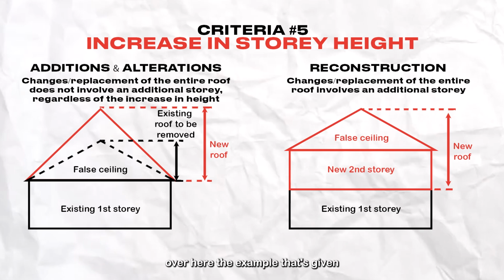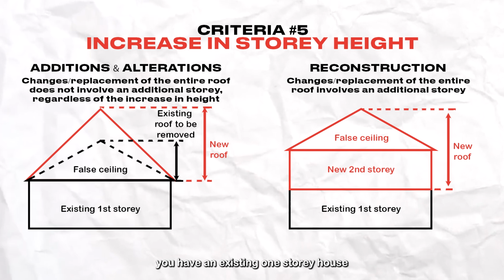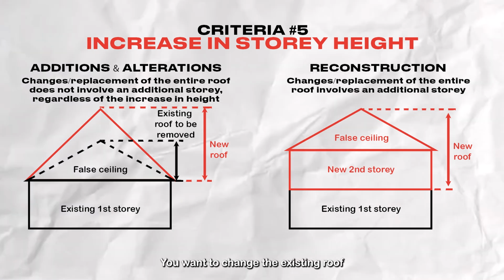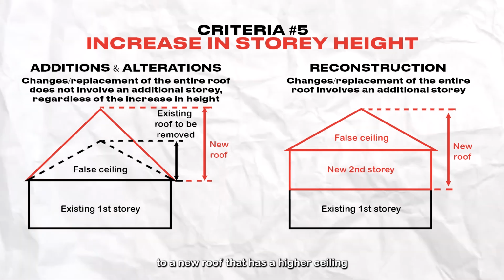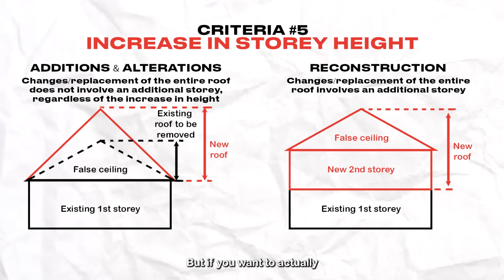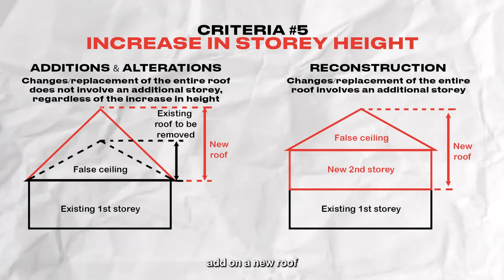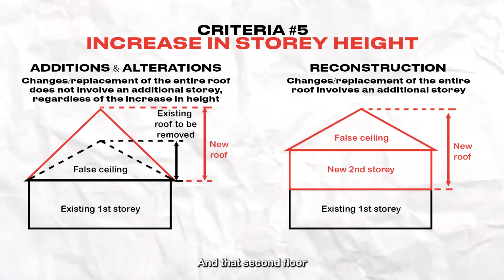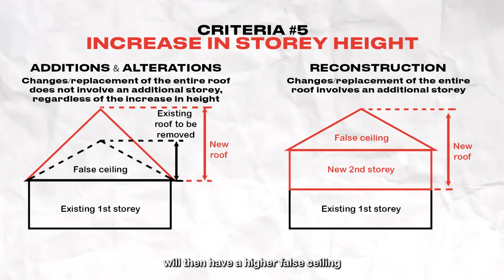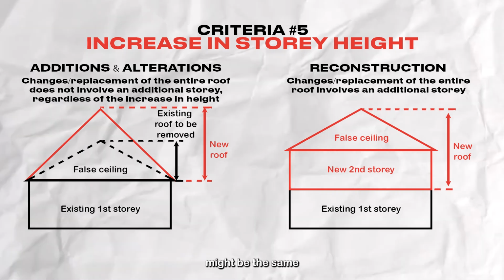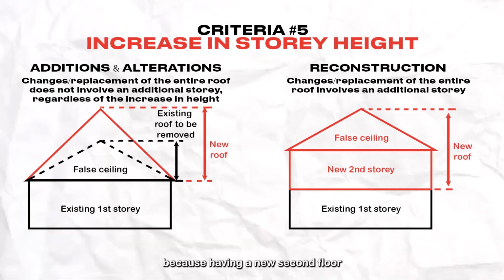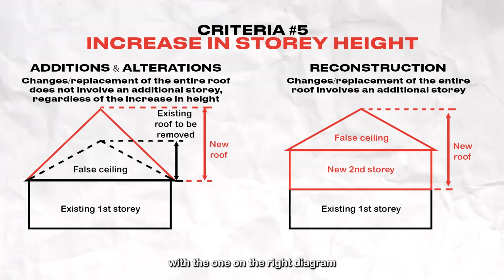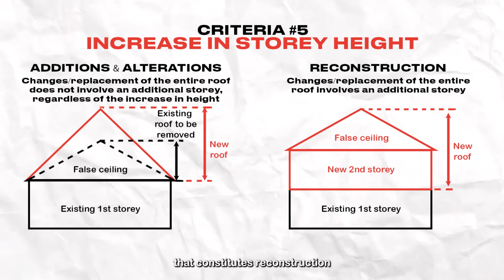You hear me out? Over here, in the example that's given, you have an existing 1-story house. You want to change the existing roof to a new roof that has a higher ceiling. That's fine. That's A&A. But if you want to actually add on a new roof because you have a new second floor, and that second floor will then have a higher false ceiling, even though the height might be the same for these two houses, because of having a new second floor with the one on the right in the diagram, that constitutes a reconstruction.